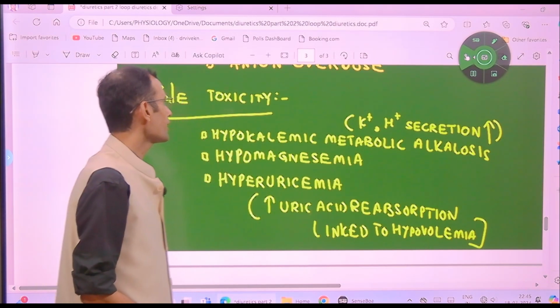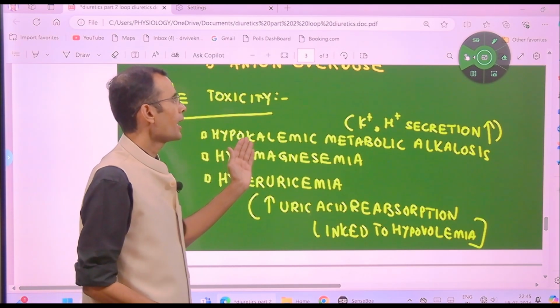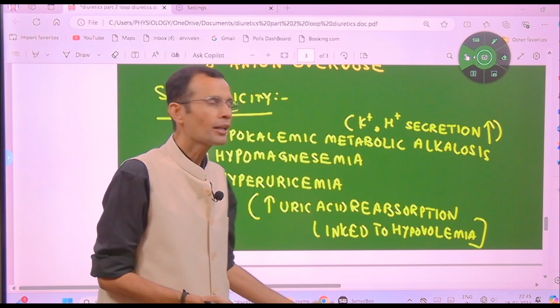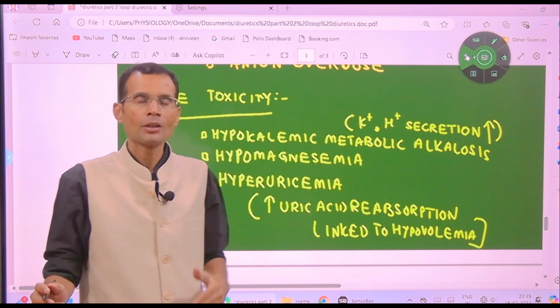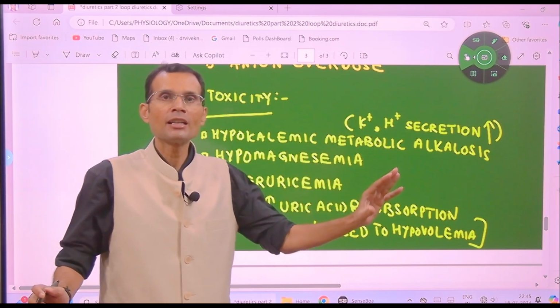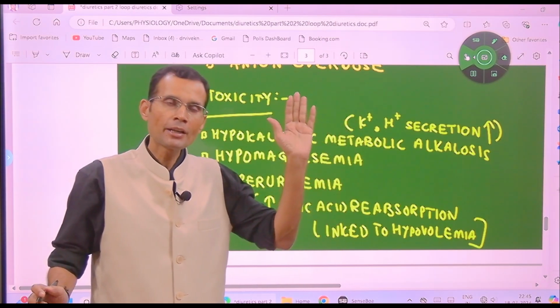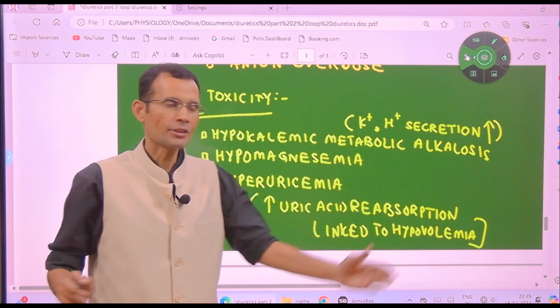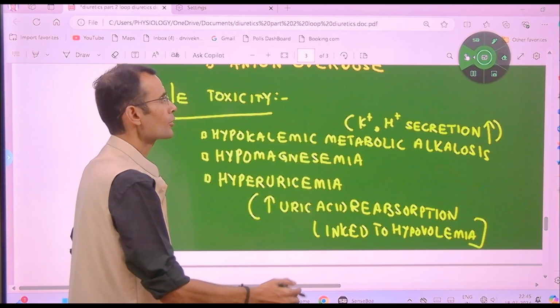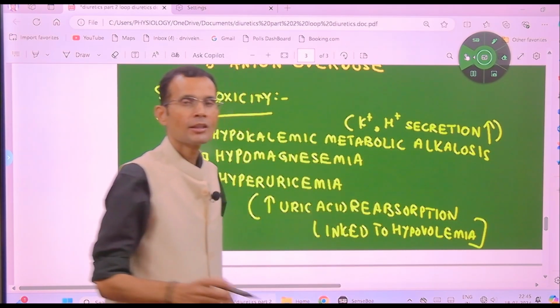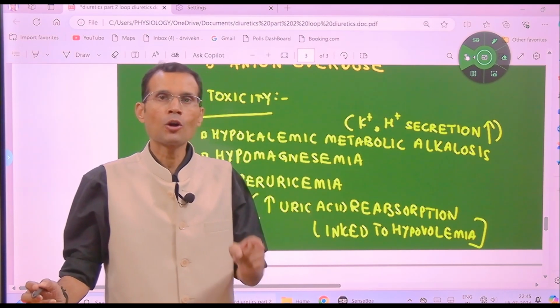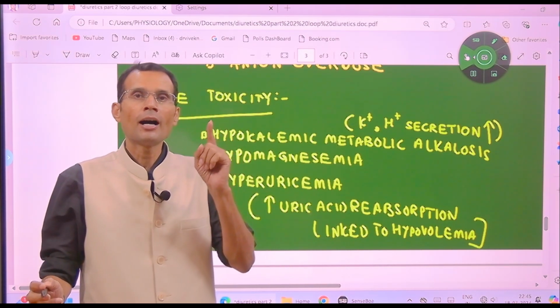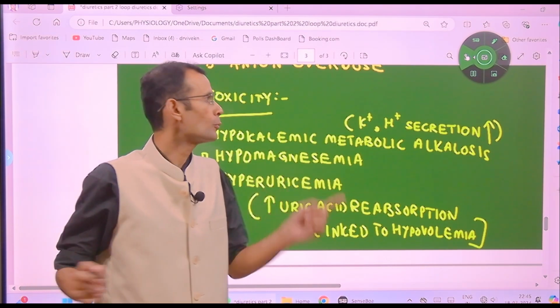Side effects and toxicity. Side effect: hypokalemic metabolic alkalosis. So remember, carbonic anhydrase inhibitors were eliminating HCO3 minus into the urine, and therefore they were causing acidosis. These drugs are causing metabolic alkalosis. Why? Because they are causing loss of hydrogen ions in addition to potassium.